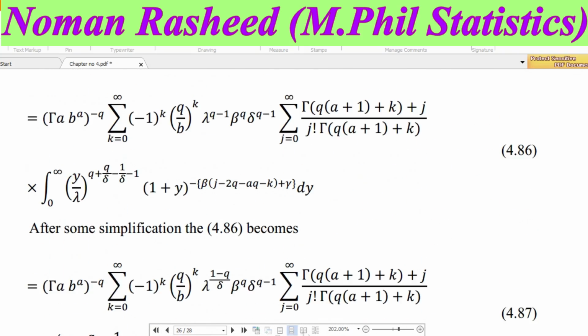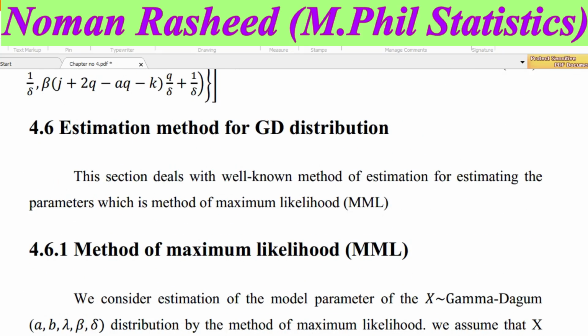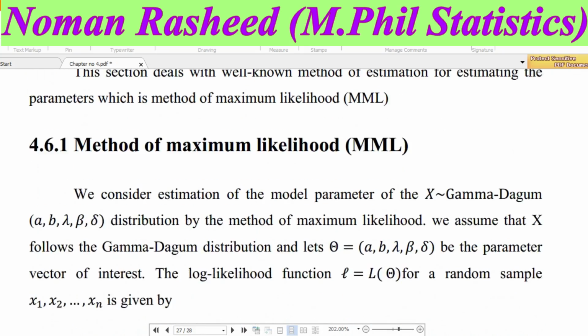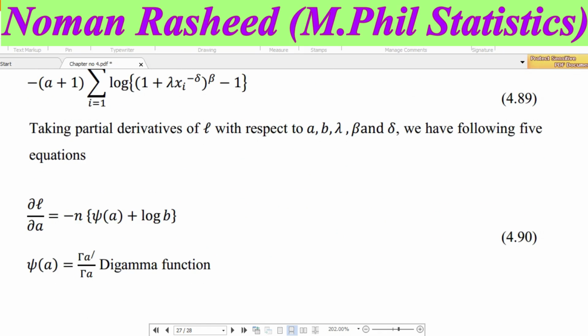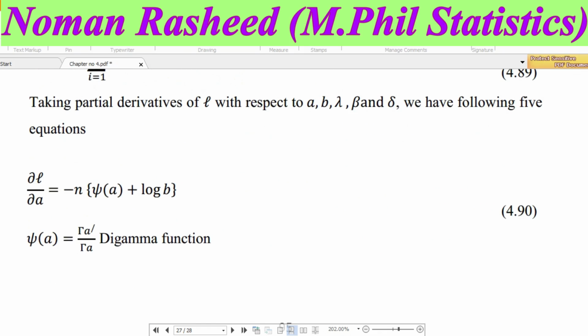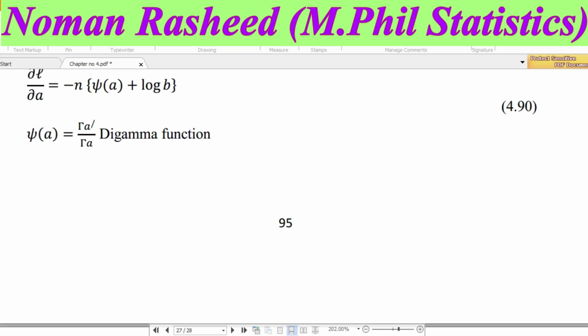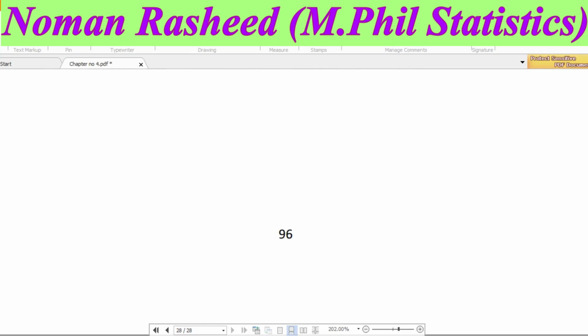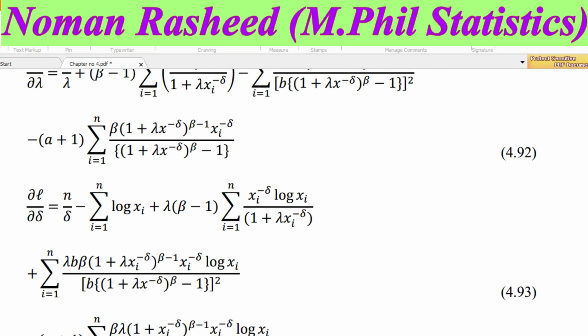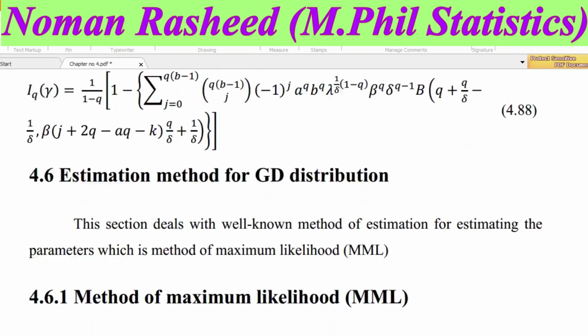Last but not least, we provided an estimation method for the gamma Dagum distribution, the method of maximum likelihood, very famous. We also obtained the log likelihood function, and then differentiate this function with respect to the parameter that is estimated. So these very simple transformations I used in this research. This is a little bit of an introduction of my research, the so-called gamma Dagum distribution.